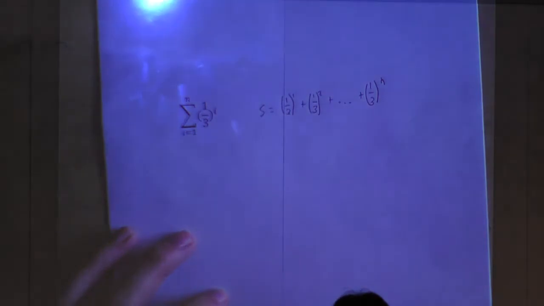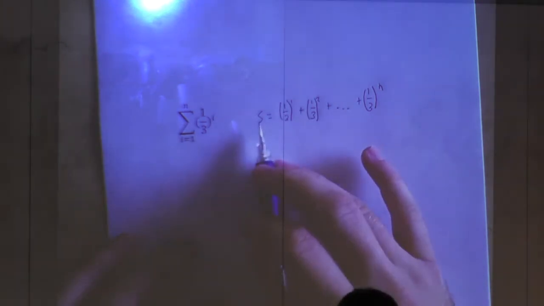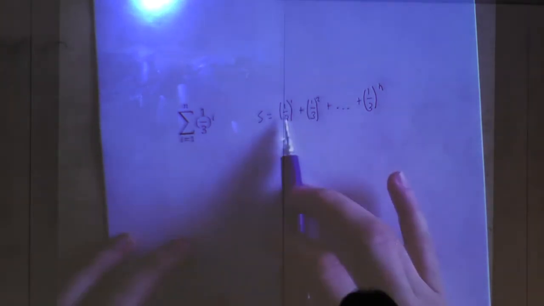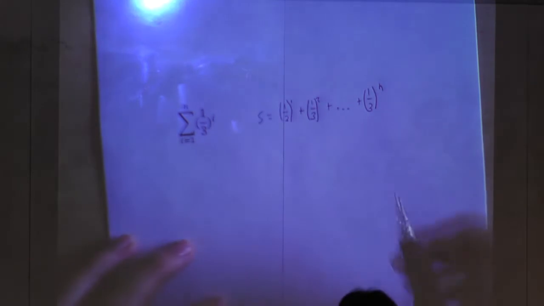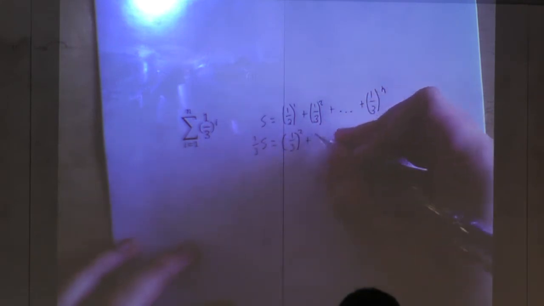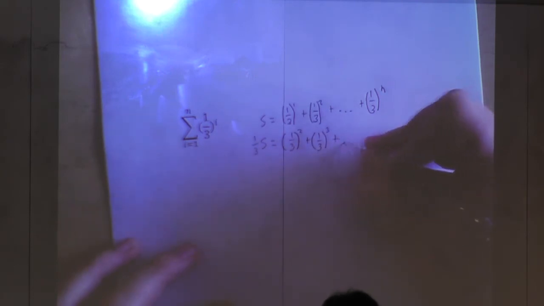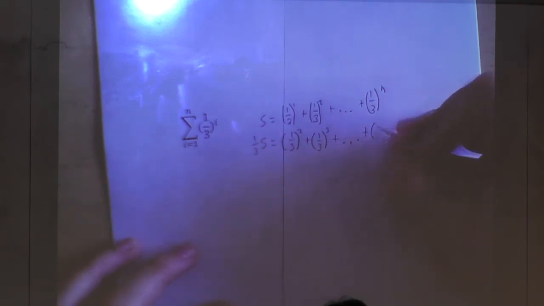Now, the trick that you usually do with these is you multiply your sum, your s, by whatever the base is in your summation. So we'll have 1/3 s is equal to (1/3) to the 2 plus (1/3) to the 3 plus dot dot dot plus (1/3) to the n plus 1.